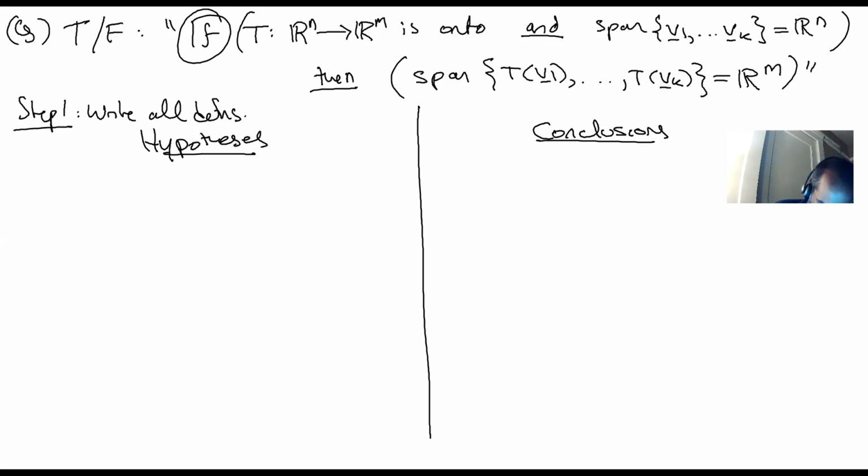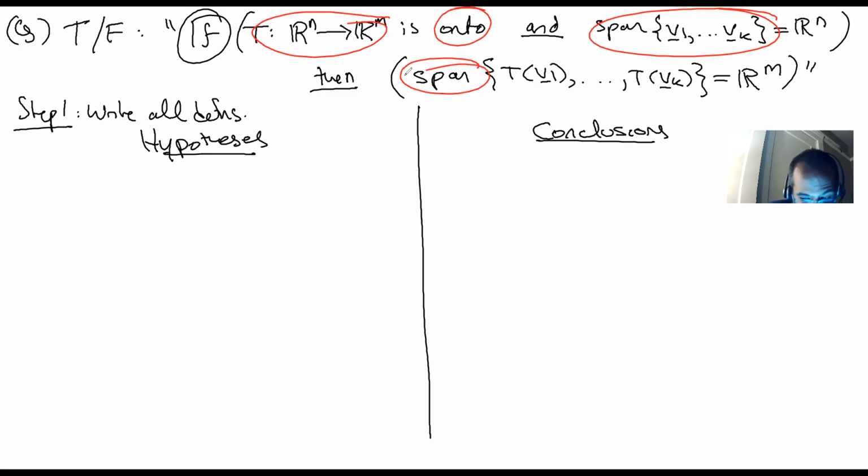Well, let's circle all the words, right? So onto is a word. Spanning is a word. It's a definition. This is a linear transformation. I need to know what that means. This is another span. Okay. So there are 4 words that I really have to know the meanings of. Otherwise, there's no way for me to know the meaning of the sentence. So let's write down all the definitions, right?